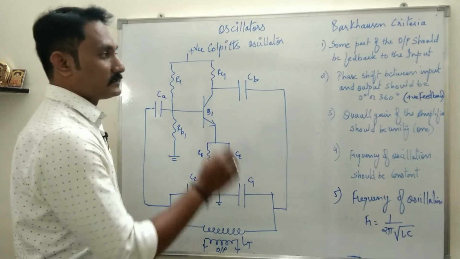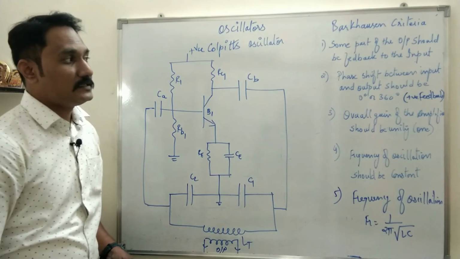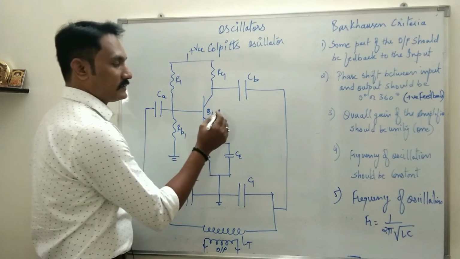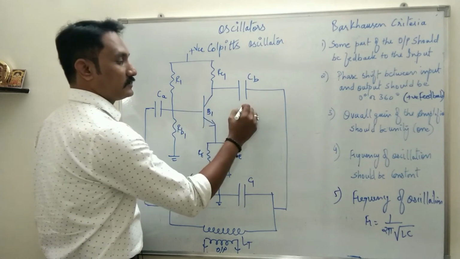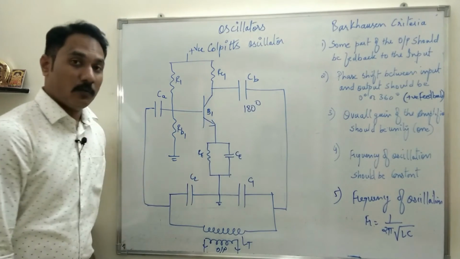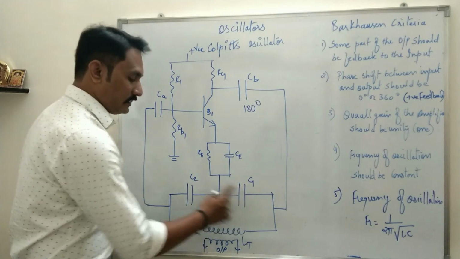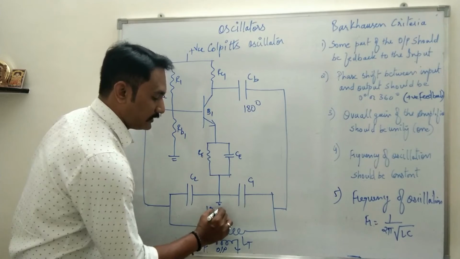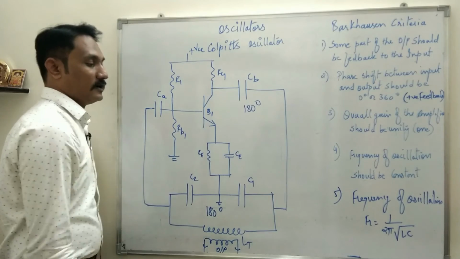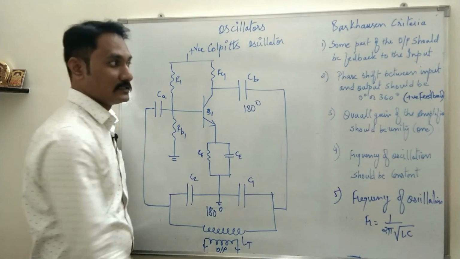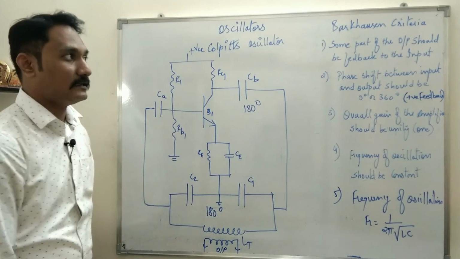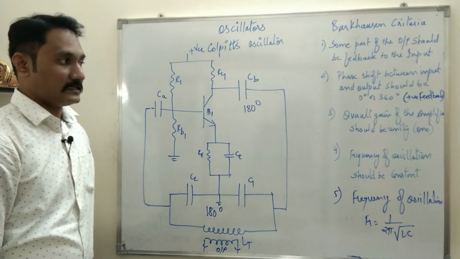Now the second criterion of Barkhausen is that the phase shift between the input and output should be 0 degree or 360 degree. As we are using a common emitter configuration, the phase shift between the input and the output of a common emitter configuration is 180 degree. And another 180 degree of phase shift will be provided by the tank circuit. So the total phase shift between input and output of the circuit is 360 degree, which is a positive feedback, and which is needed for an oscillator. So the second criterion of Barkhausen also got satisfied.